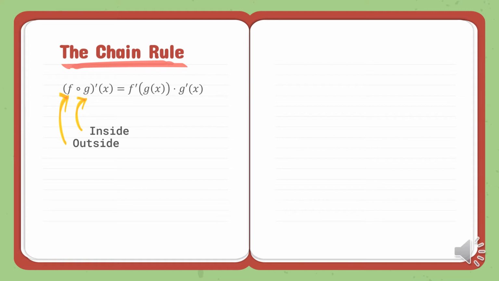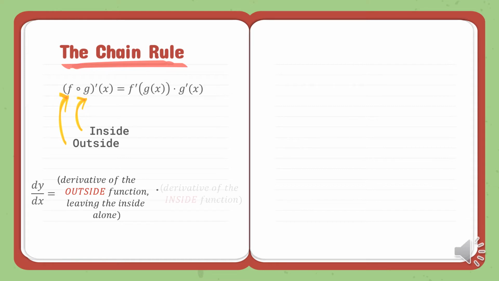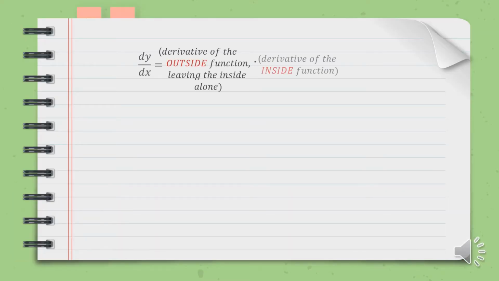Another way to remember the chain rule more easily: we have the derivative of the composite function, dy over dx, is equal to the derivative of the outside function, leaving the inside alone, multiplied by the derivative of the inside function. So, let's apply this idea to the following examples to find the derivative of the given composite function.